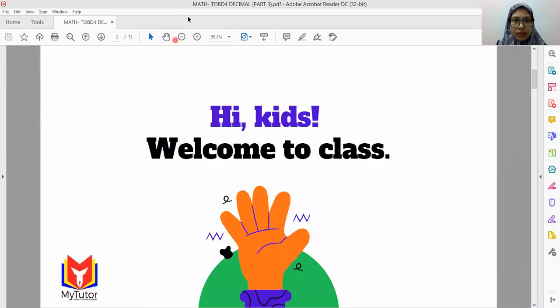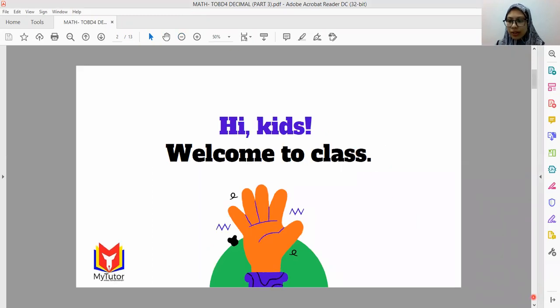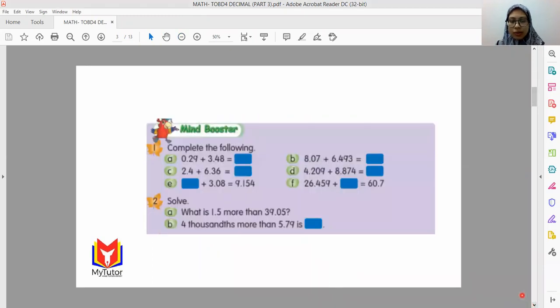I'm just going to zoom out a little bit. So hi kids, welcome to class. Like I said earlier, decimals are going to be similar to whole numbers, to normal numbers. So let's try. Today we're going to try addition first. Addition, okay?